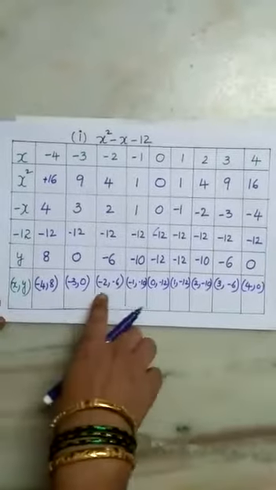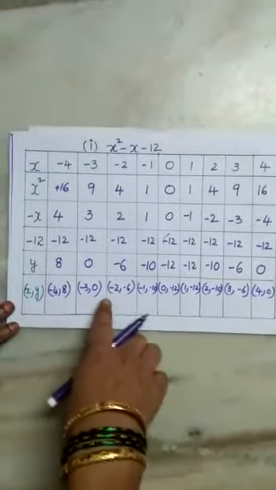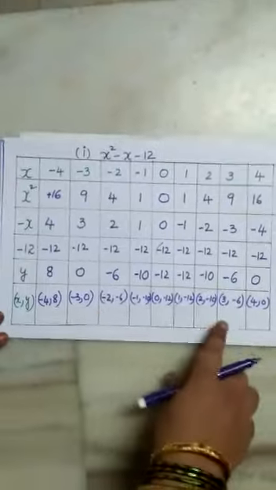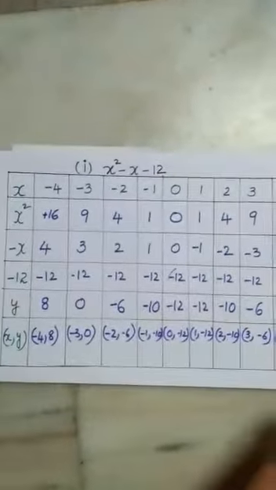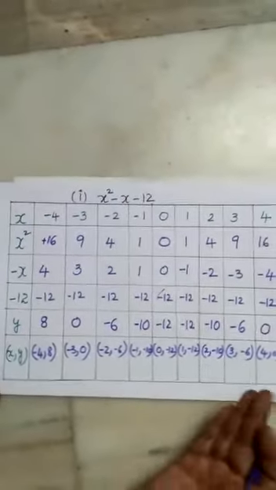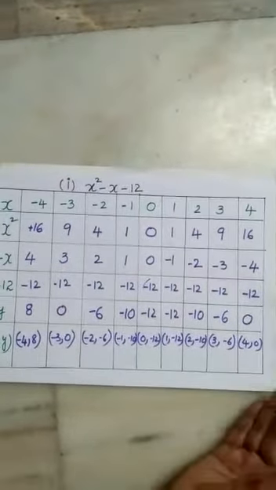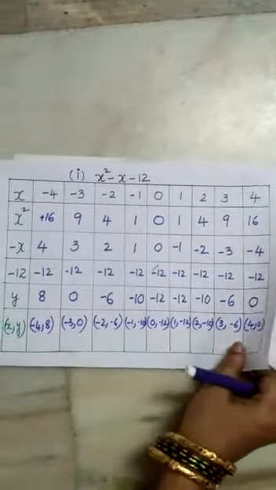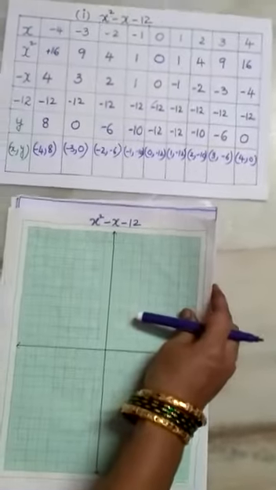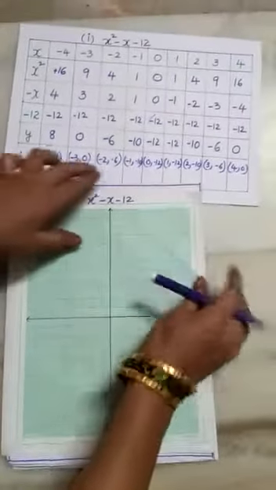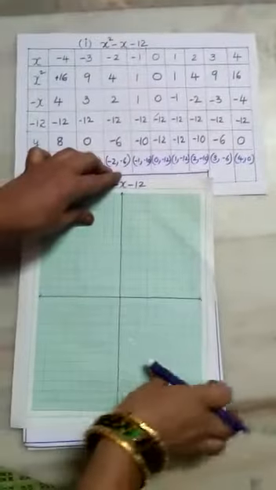So children, suppose you get only one zero and you are not getting the other zero, either on the left side or the right side, you have to increase the values of x so that you will get the other zero of the polynomial also. Now, let us see how to construct the graph. The points are already with me here, so we will take these points and plot them now.